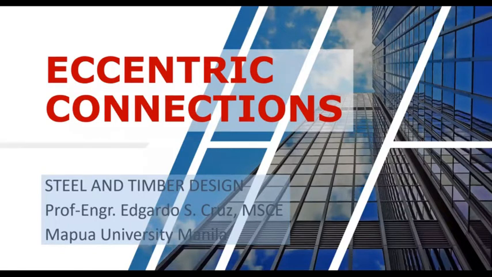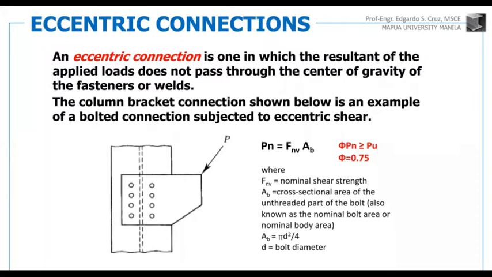Ibig sabihin, the load is simply divided equally dun sa number of bolts, or kung weld siya, equally divided dun sa per unit length of the weld. Now, when it comes to eccentric connections, it is one in which the resultant of the applied loads does not pass through the center of gravity of the fasteners or welds. So the column bracket connection here shown is an example of bolted connection subjected to eccentric shear.